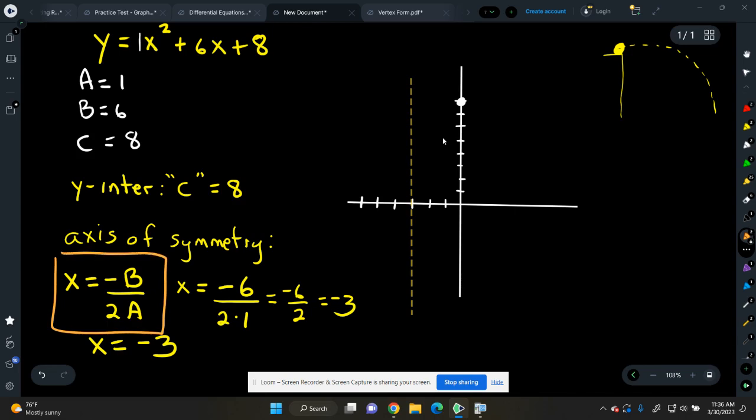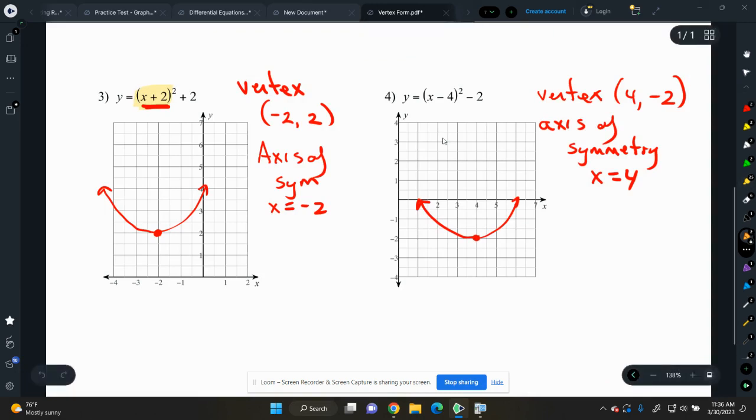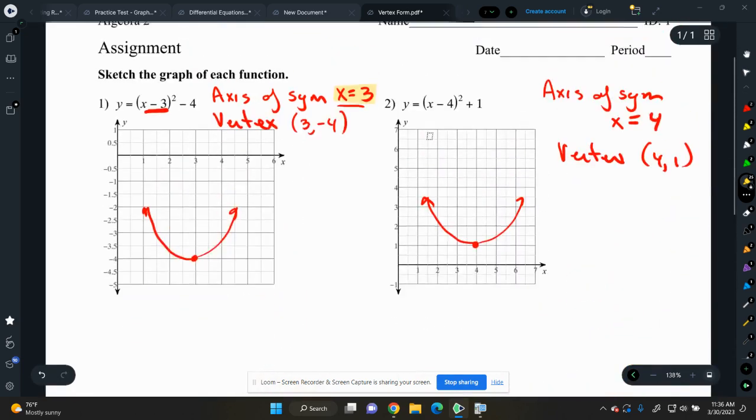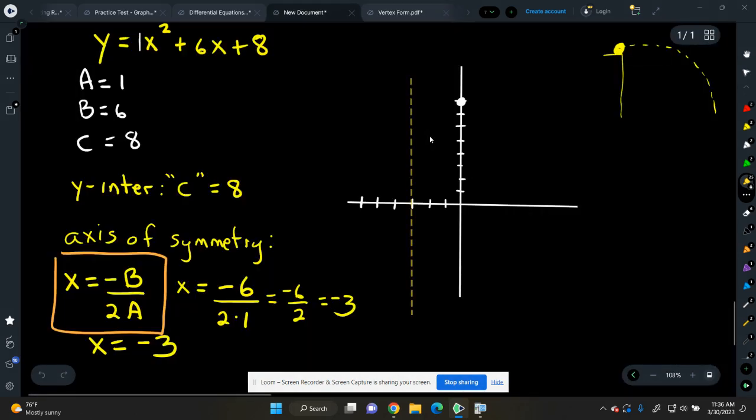Okay, now let me just go back to the other worksheet we did. Look at this worksheet. I have my axis of symmetry x equals negative 2. Now look at my vertex. The x is negative 2. Axis of symmetry, x equals 4. Look at the vertex. The x is 4, right? Axis of symmetry, x equals 3. The vertex, the x is 3. Do you see a pattern there? Maybe? Okay.